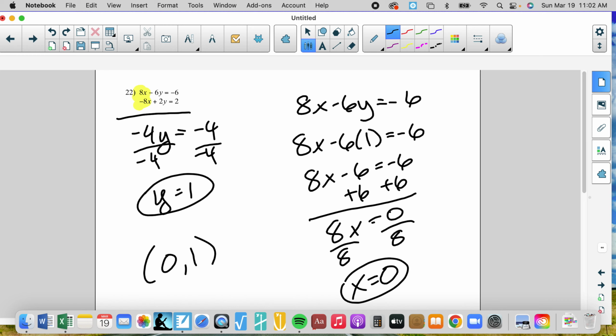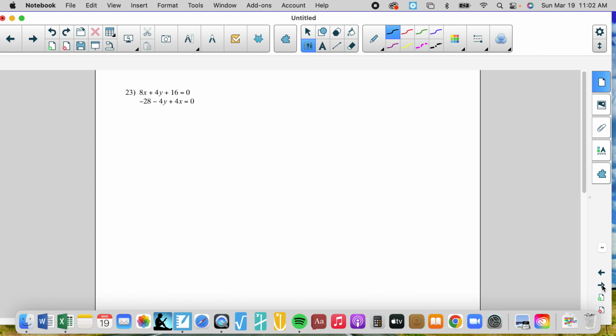Let's check our answer. We solved for the top equation, so we'll plug it back into the bottom equation. Negative 8 times 0 plus 2 times 1 gives you 2. Ooh, alrighty. So, this is good, but we still have to rearrange. That's not how you spell arrange. Rearrange.